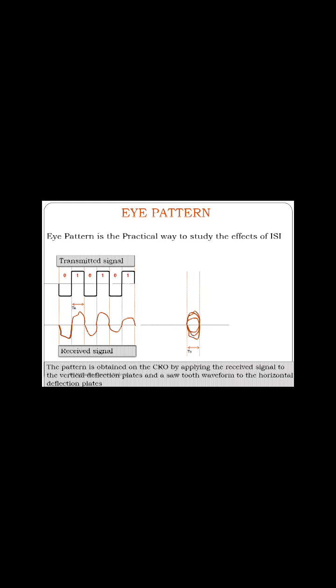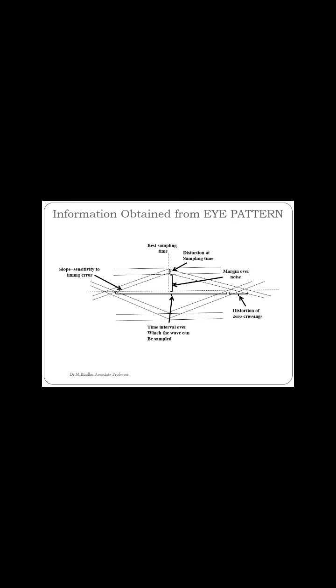The pattern is obtained on a CRO by applying the received signal to the vertical deflection plates and a sawtooth waveform to the horizontal. So where do we analyze this pattern? We can use a cathode ray oscilloscope, which has two plates, vertical and horizontal deflection plates. To the vertical plates we apply the original combination of ones and zeros as input, and to the horizontal plate we apply a sawtooth waveform. The effect of this will be the pattern in this way.